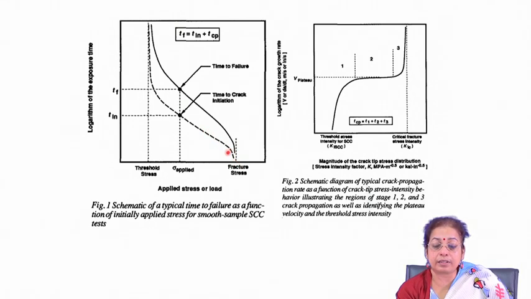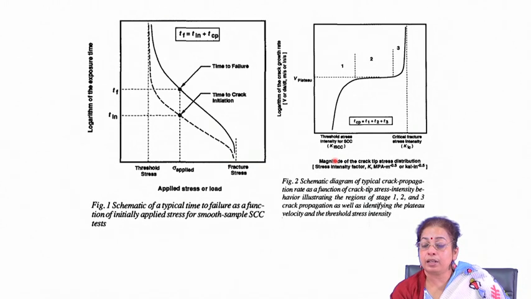So, this is very important, and whenever you do a stress corrosion cracking study, you have to note down these two times: one is the crack initiation time and the other is the crack propagation time. If you draw the crack initiation time as a function of applied load, and the crack propagation time as a function of applied load, that is nothing but your stress corrosion cracking mapping, or the behavior of the alloy in the stress corrosion cracking environment.